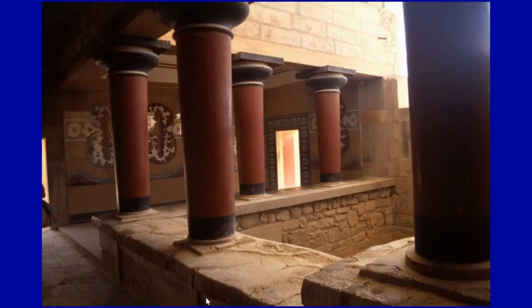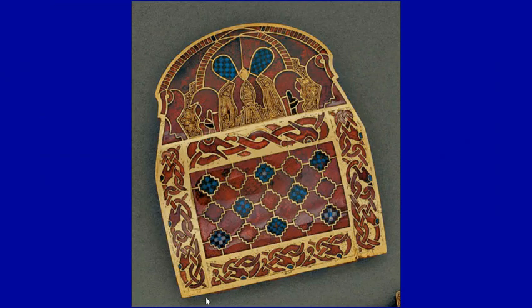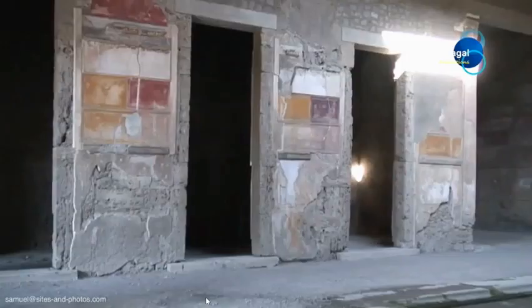The red columns of the Minoan palaces get our attention. So these warm colors that pop out and get our attention, that's what warm colors do. You can see the warm colors in this to get our attention. And it's the reds that pop out in this one.